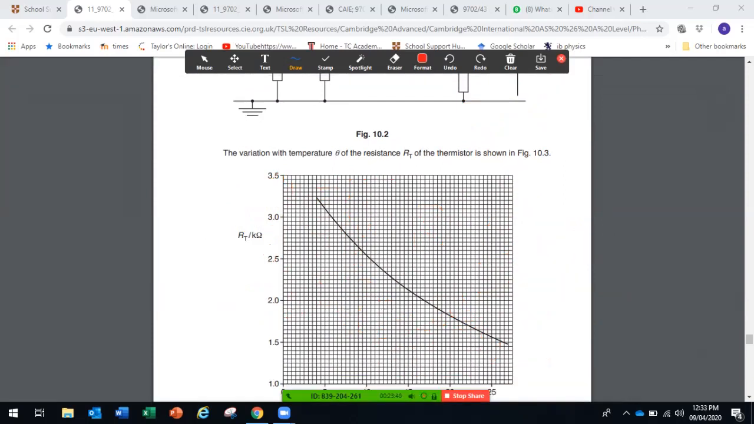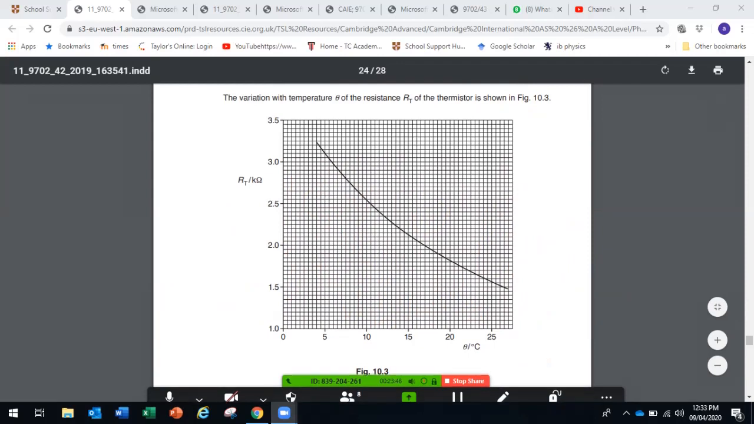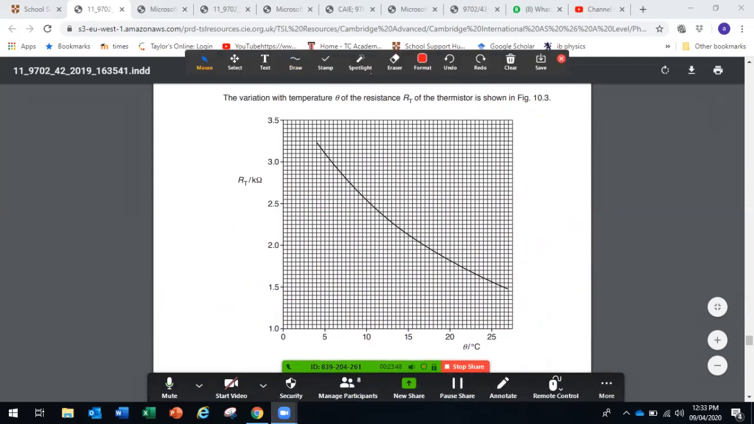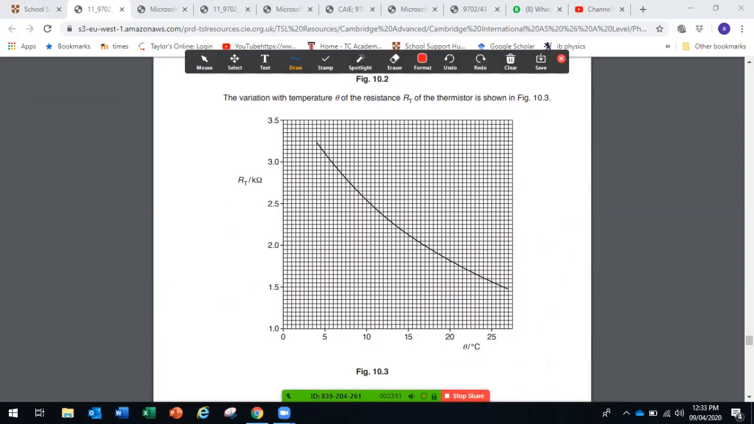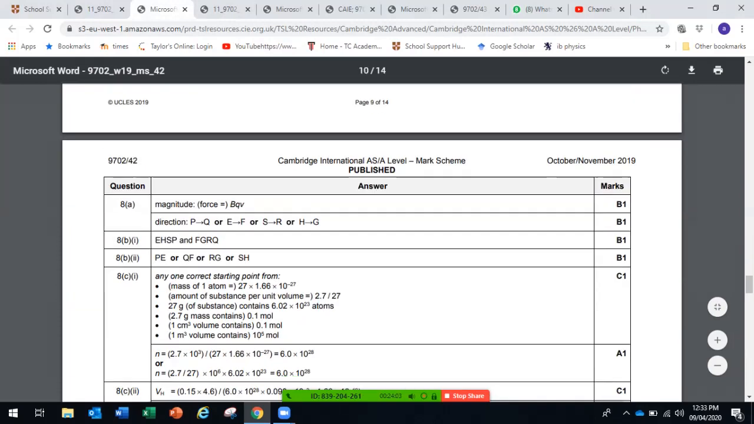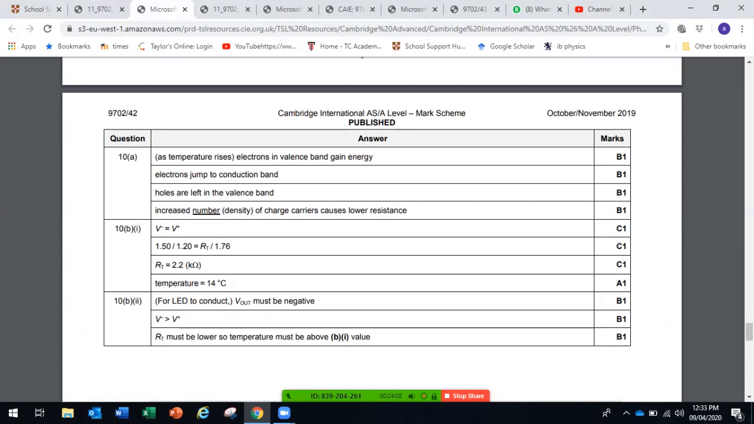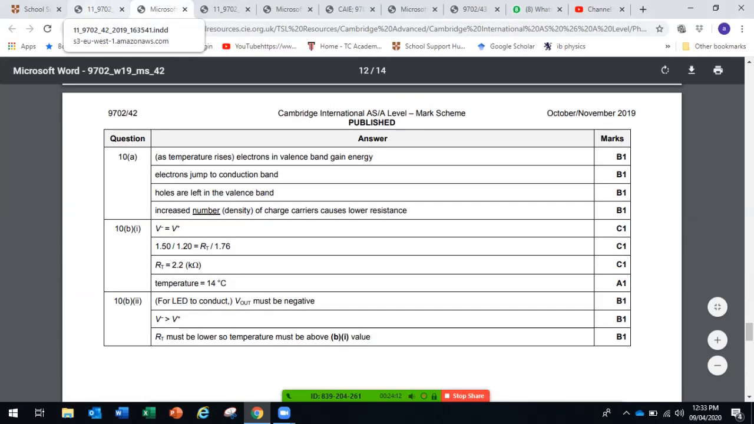So check the temperature. Just now, how many resistors did you get? 2 point something. You go straight and cut. Go to the temperature down. Yeah, you get the answer. It should be somewhere like 14 degrees Celsius. Is that the answer, sir? 14, is that right? Let me check. Yes, 14. So it's 14.